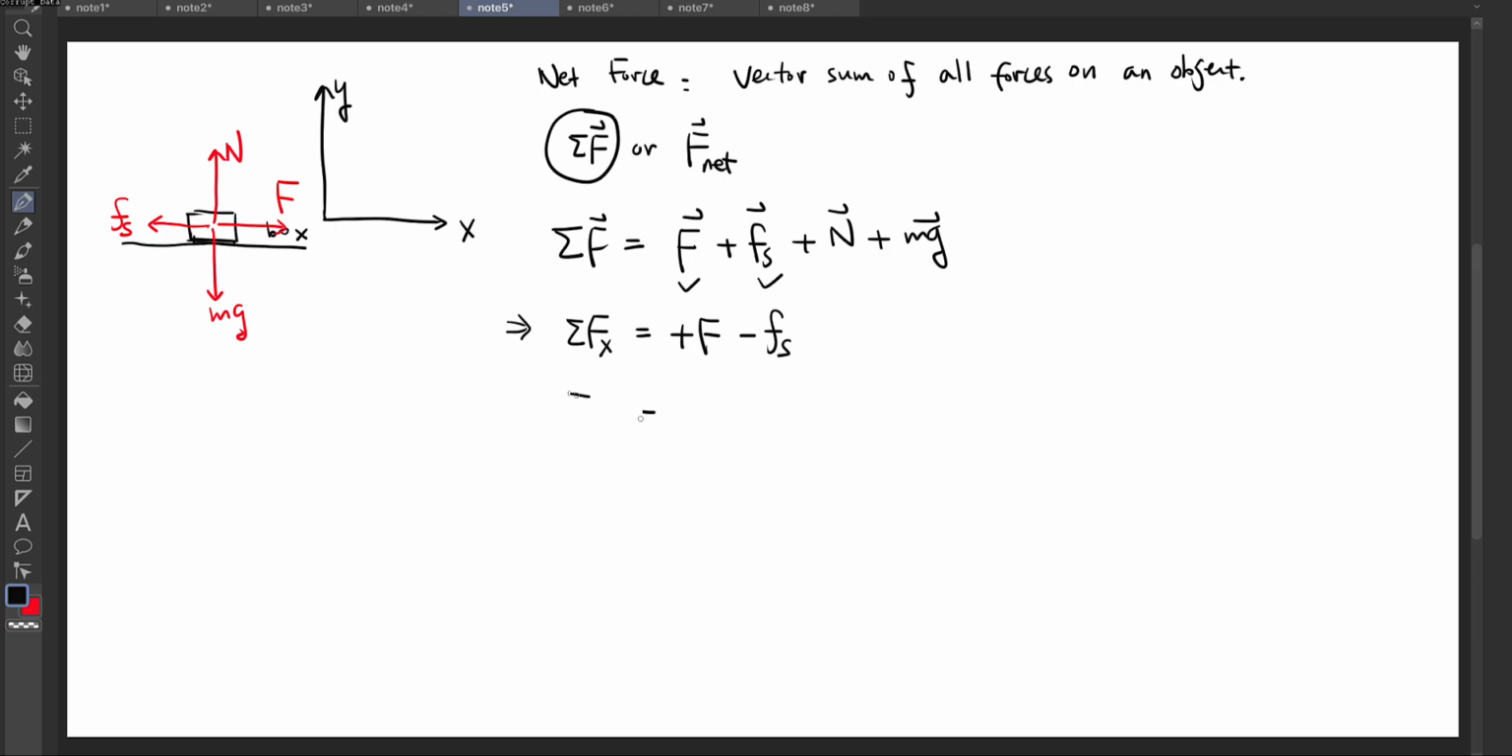Now in the y direction, we do the same thing. The normal force is positive, so we write positive normal force. Gravity is downward, so it's negative mg. So these are the components of the net force. And in practice, when we do calculations, we're going to use this component form. So that's the net force.